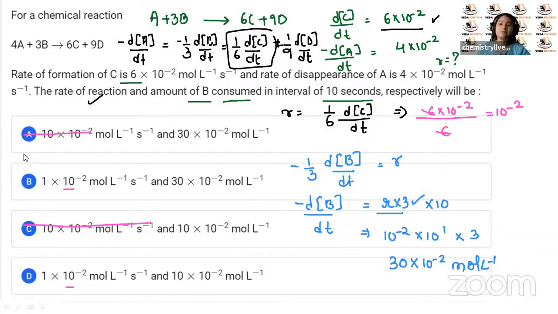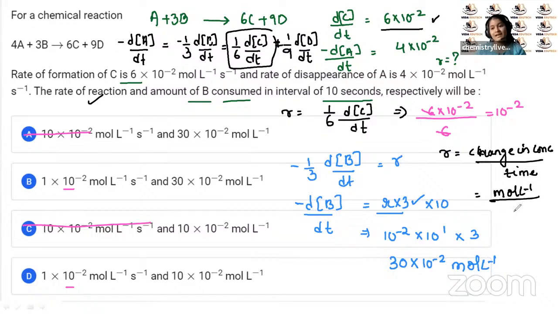Why is the unit moles per liter? That also I am going to tell you, children. The unit is moles per liter because we know that rate is equal to change in concentration over time. And concentration is generally expressed in molarity, that is moles per liter, and time is in second. So this is moles per liter second inverse, the unit of rate. Here we have only concentration, that's why that is moles per liter.